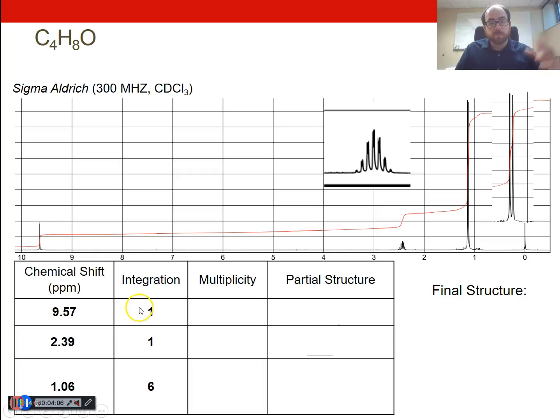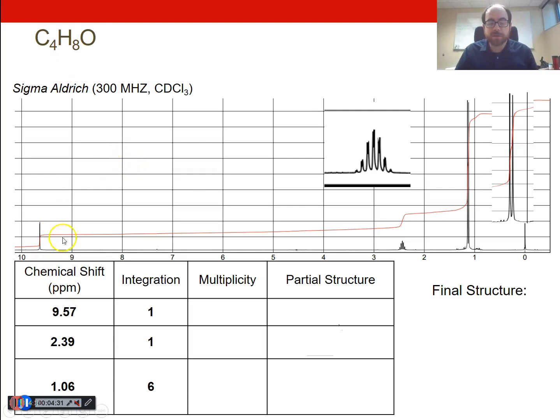So also, when trying to identify if there are planes of symmetry, what we want to do is add up the total number of integrations. So notice that if I were to add up all these numbers, it equals 8, and that's 8 overall hydrogens in my molecule. So I don't necessarily have any sort of plane of symmetry within this structure. So let's go ahead and start actually analyzing each individual peak.